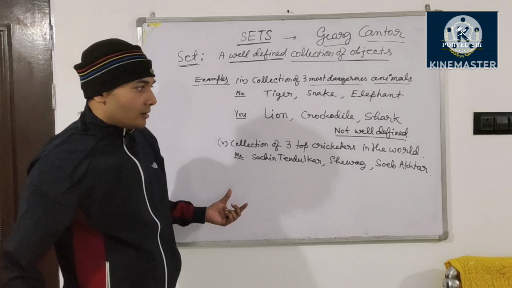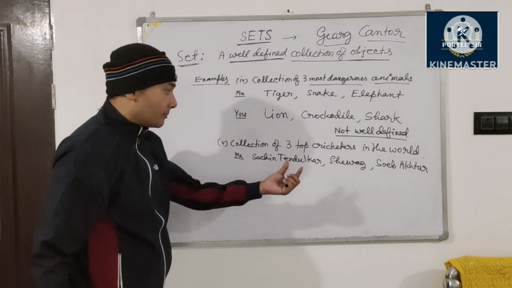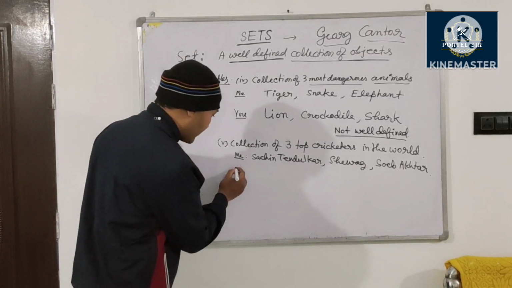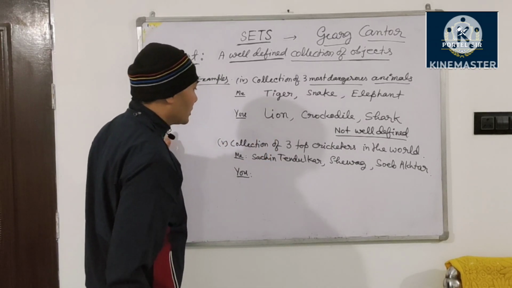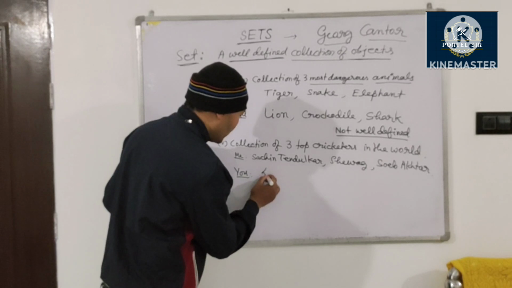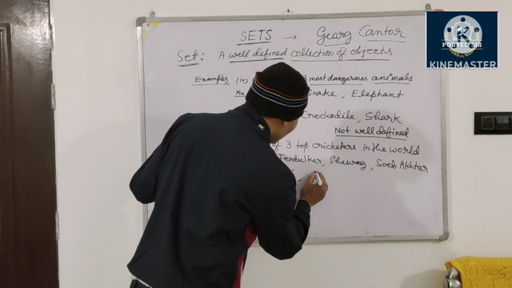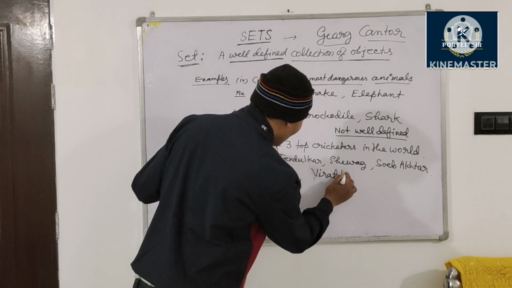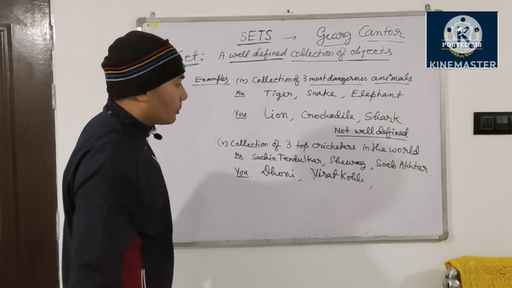And suppose for you it may be different, the collection may change. You don't agree with this collection. If you don't agree with this collection, suppose for you that collection is different. Suppose you don't consider Sachin Tendulkar among the top cricketers, so for you suppose Dhoni, Virat Kohli, and Bumrah.